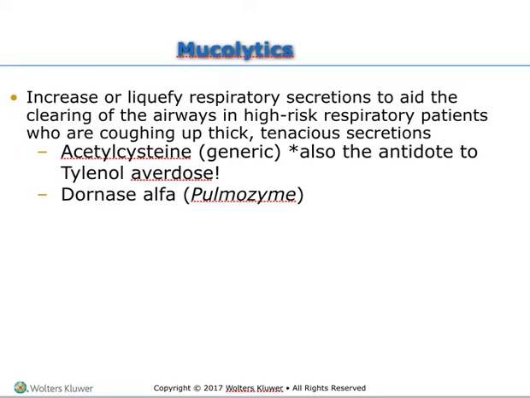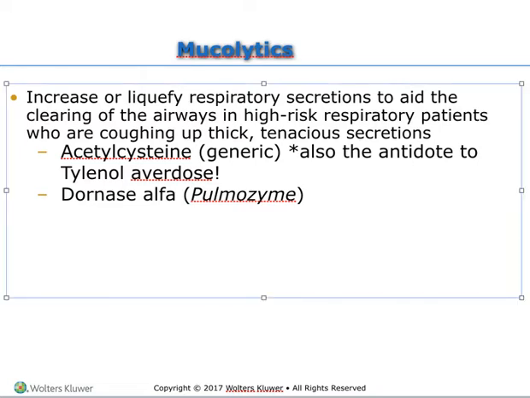Acetylcysteine is a mucolytic. It can be taken inhaled as a mucolytic. It can also be taken orally. It is the antidote for Tylenol overdose. That is really important to remember.